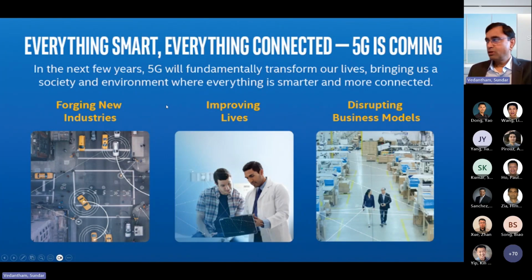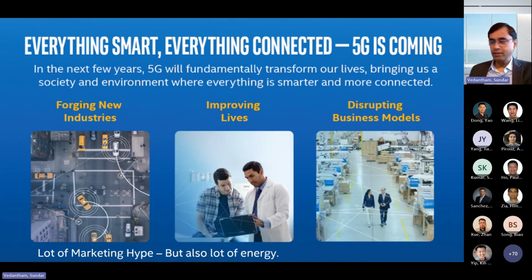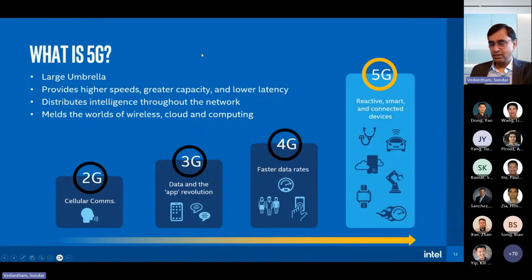Right. So when you hear about 5G, we've been hearing this maybe for the last 5-10 years. And we keep saying it's going to be forging new industries, improving lives and disrupting business models. There may be a lot of marketing hype, but there is also a lot of energy and a lot of money getting invested. So it's not all false or purely marketing hype, right? So we'll dive into seeing how this is really changing. What is it that's new that may bring in new industries and change society in certain ways? So let's dive into what is 5G.